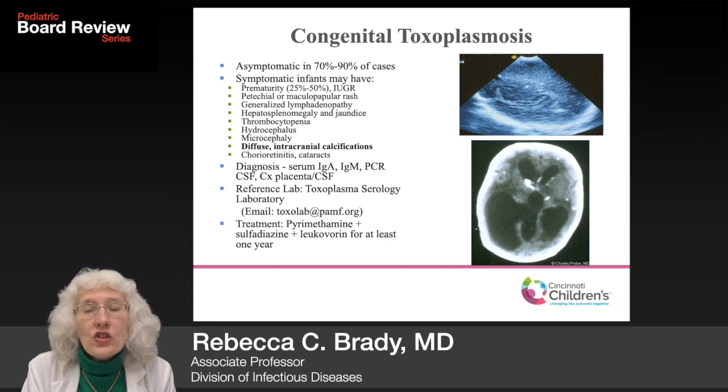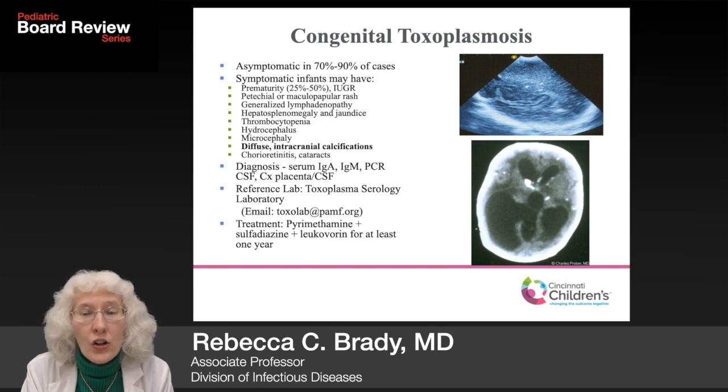Another congenital infection is toxoplasmosis. It's asymptomatic in about 70 to 90% of cases. I think as you're going through here, you'll start to see patterns that many of these are features of all these different congenital infections. So again, you have prematurity, intrauterine growth retardation, the petechial or the maculopapular rash, lymphadenopathy, hepatosplenomegaly, thrombocytopenia, hydrocephalus, microcephaly. Here are the calcifications that were different.